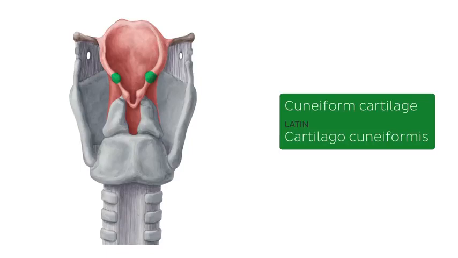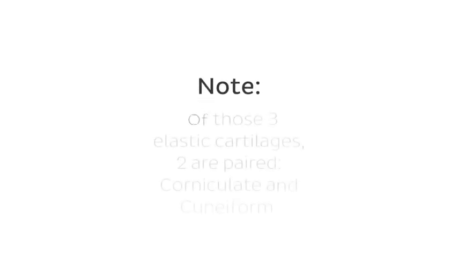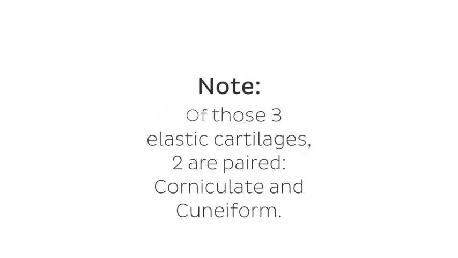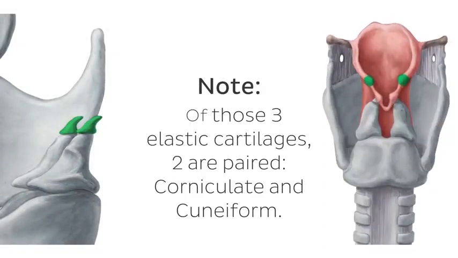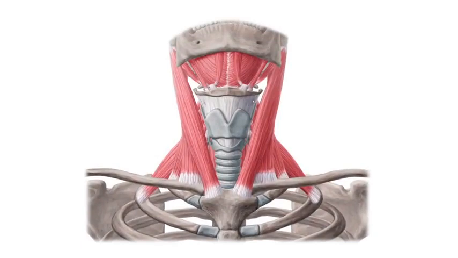I have mentioned it before, but I wanted to do a quick reminder, a quick note, so you can add to your own notes, that of those three elastic cartilages, only two are paired. The corniculate, as you see here on the left side, and on the right side, the cuneiform cartilages. Only these two cartilages are paired. At this stage, we have covered all the laryngeal cartilages, but I still want to clarify a few points here about the thyroid cartilage.